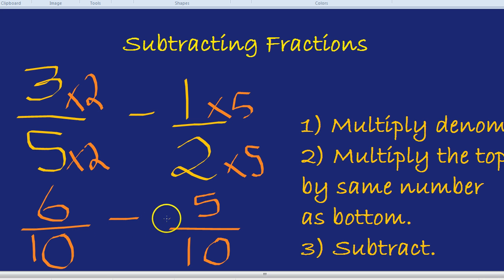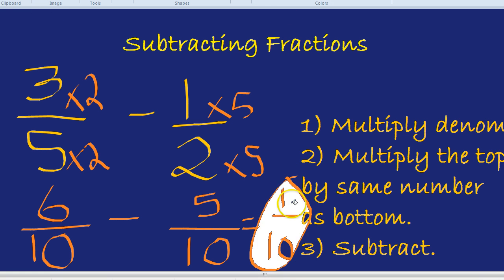6 over 10 minus 5 over 10. Now we just subtract the top line. 6 minus 5 is 1, and the bottom line stays the same, always. So 1 over 10. We've subtracted 3/5 take away 1/2, and we got 1 over 10. Let's even celebrate by highlighting that.